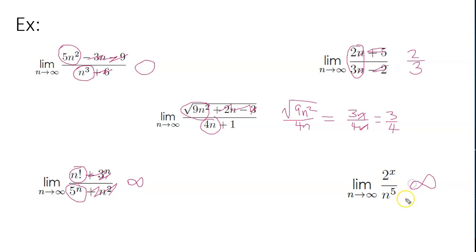This is infinity. So what you want to do when you have a ratio of two functions is look at who is the fastest on top and who is the fastest on bottom. Compare the two. If the top is faster, you get infinity. If the bottom is faster, you get 0. And if they're about the same, which means they have polynomial-like properties, then you're going to get a ratio of the top leading coefficient and the bottom leading coefficient.